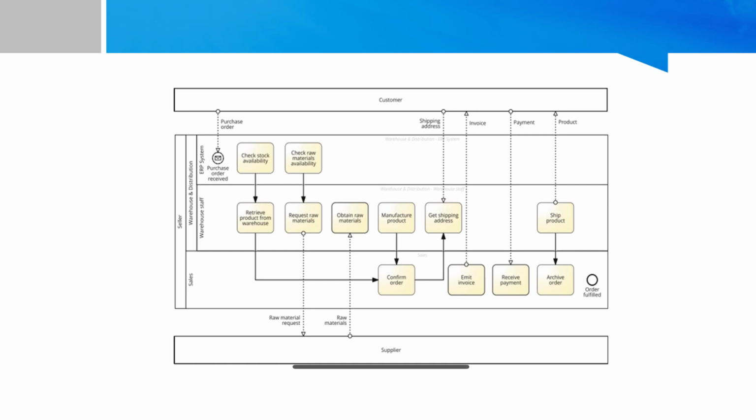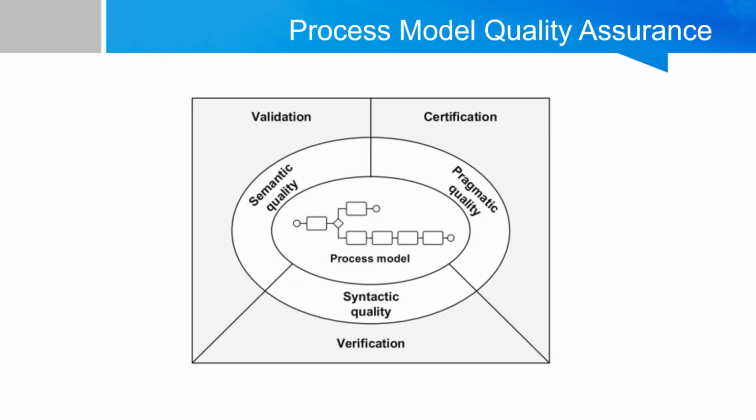Now let's study process model quality assurance. Here the first is semantic, the second is syntactic, and the third is pragmatic. Semantic looks for validation, syntactic looks for verification, and pragmatic looks for certification. Let's learn in detail about these three qualities.